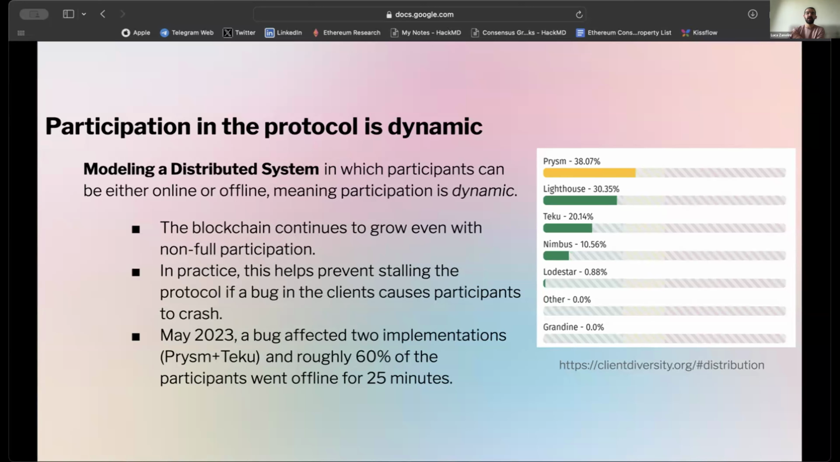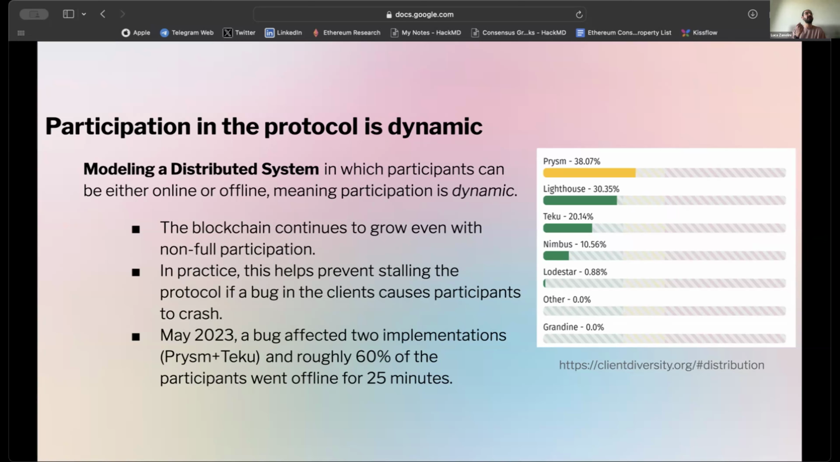To be more precise, if we want to go more academic here, we want to model a distributed system in which participants can be either online or offline, meaning that their participation is dynamic. So what we want is to be able to keep building a chain, even if 99% of the validators go offline, while maintaining the guarantees of safety and liveness.